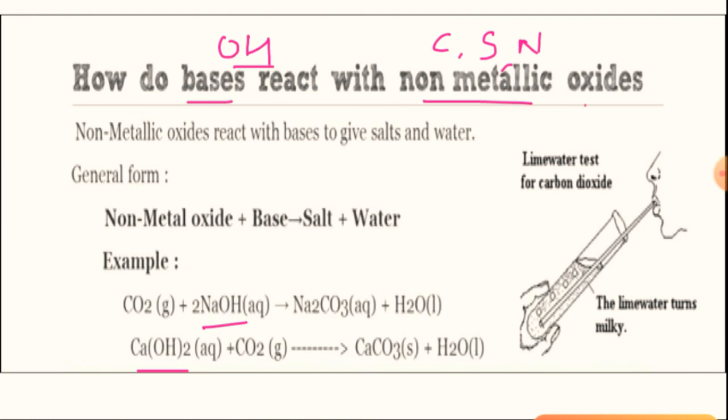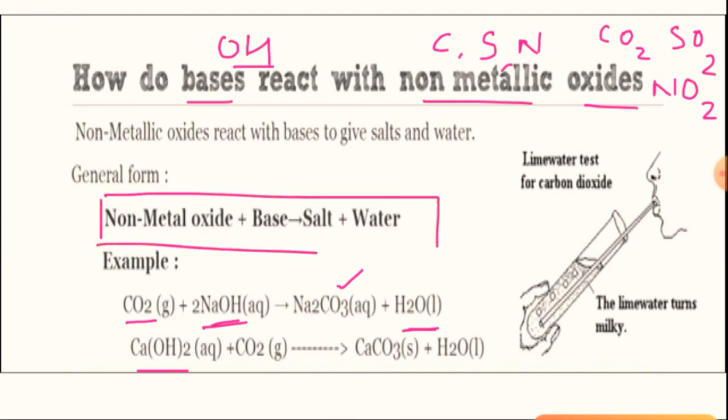So non-metal oxides could be carbon dioxide, sulfur dioxide, nitrogen oxide NO2, or nitrogen makes some other oxides also. See, when all these oxides react with a base, what happens? Carbon dioxide, when it reacts with a base, always forms carbonate as a salt, and water is also produced. Okay, so this is the basic structure of the reaction. You have to remember that non-metal oxides react with a base. Non-metal oxides are actually acidic in nature.